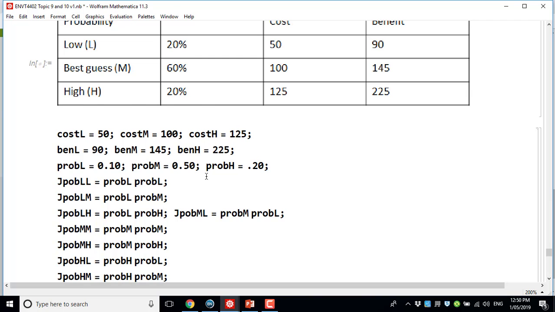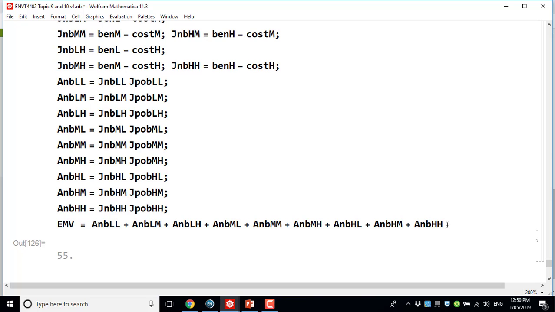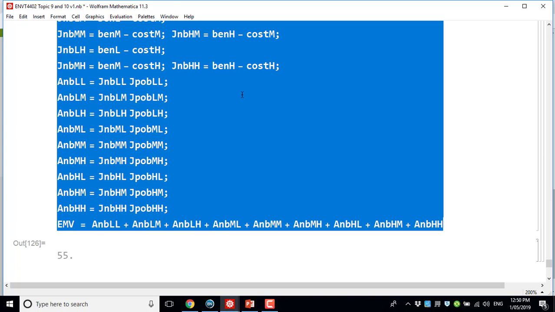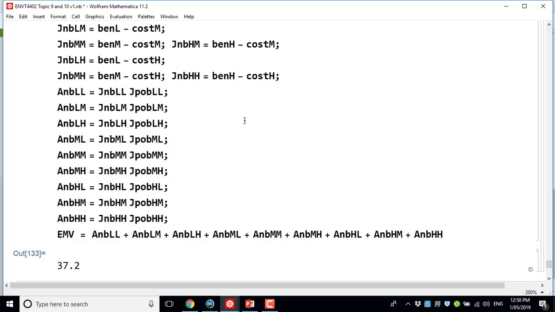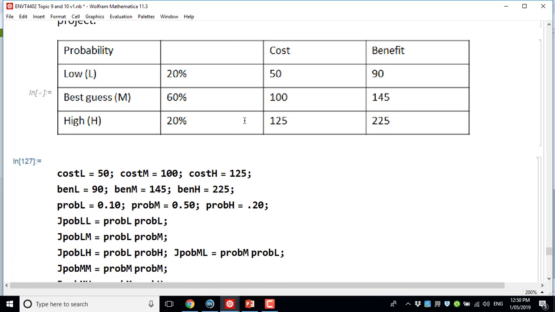It should be lower, you think? But the benefit is also getting lower, so I'm not sure. Let's see. Yes, you're right. So that now has become 37.2.